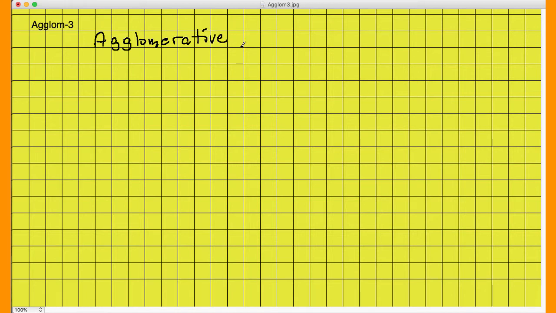Agglomerative. And again, some of you may know the word glom. I don't know if there's a Latin or a Greek root to that, but basically it kind of means stick or glue. At least that's how I think of it.